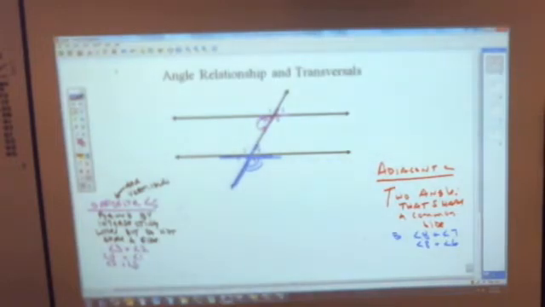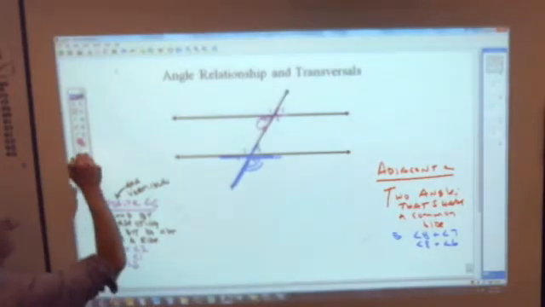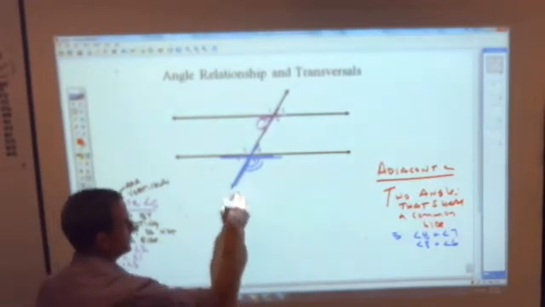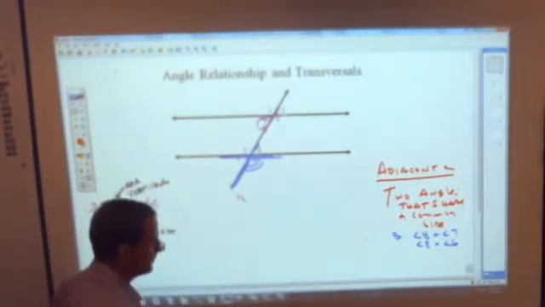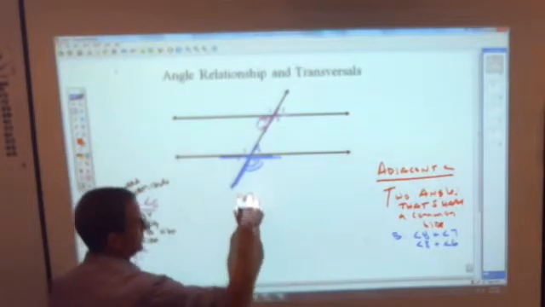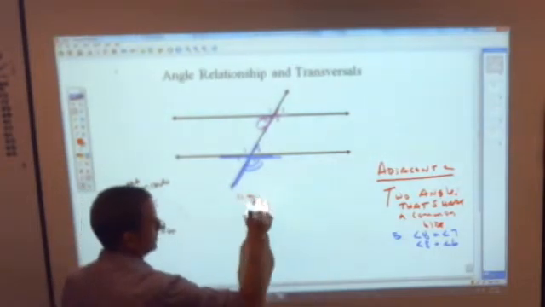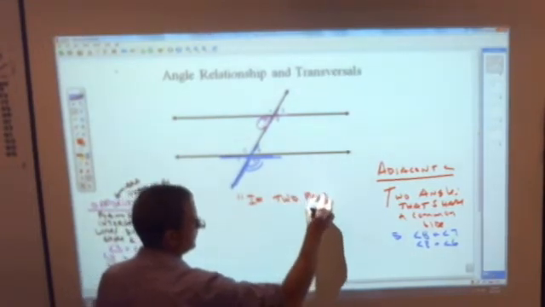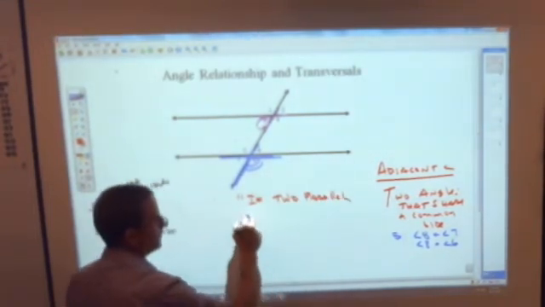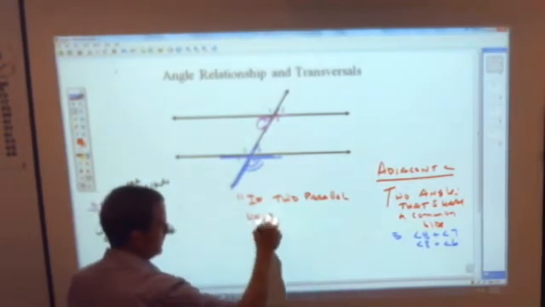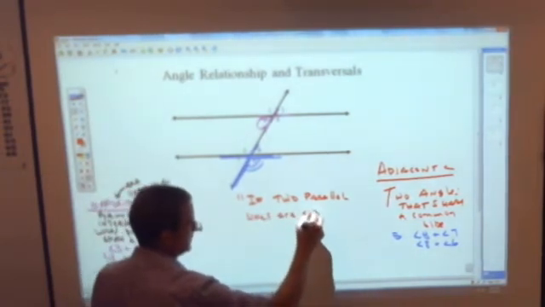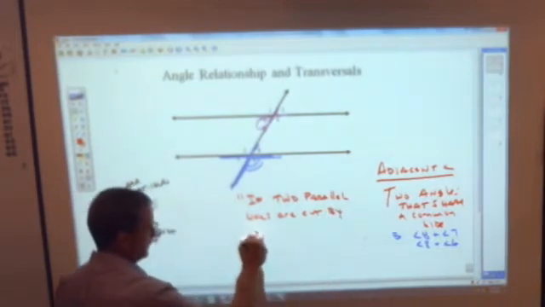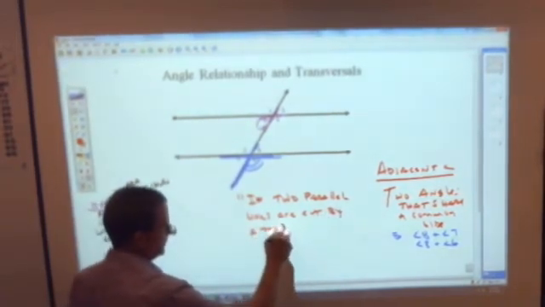Now that we've done that, we have this little saying here. I don't know if we've talked to you guys about it. Write this down in quotation marks. If we do this, two parallel lines are cut by a transversal. Does this ring a bell? No.